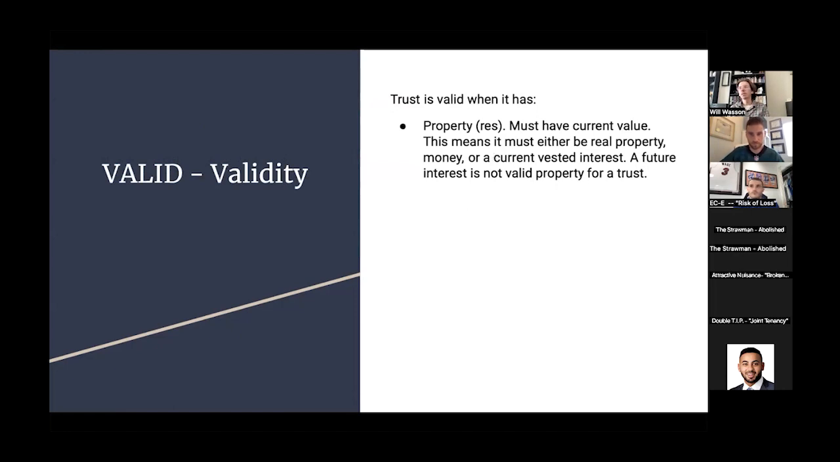So if you have a current life estate, that's good. But if you're a remainderman on a life estate, that can't go into a trust. Once that remainderman vests, then you can have a trust in that property. But you can't have a future interest.